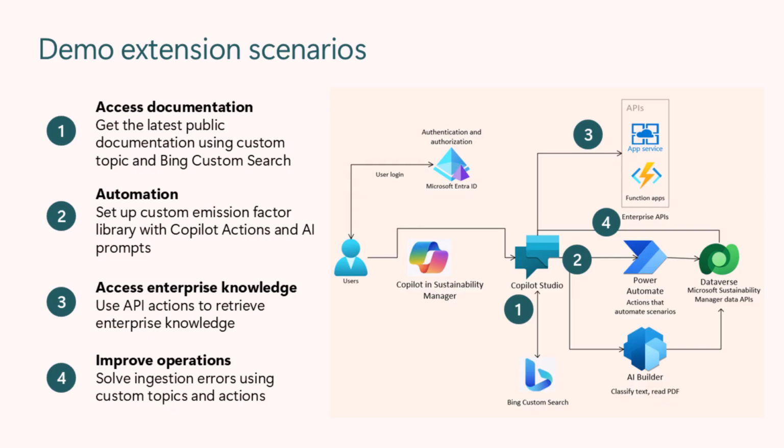Today, we are going to use a combination of these Copilot Studio extension features that Goxel has just explained. Here, we are going to enable Copilot to access product documentation using topic and Bing custom search, set up a custom emission factor library with Copilot agents and AI prompts, access enterprise knowledge by using API actions, improve operations by solving ingestion errors using custom topics and action.